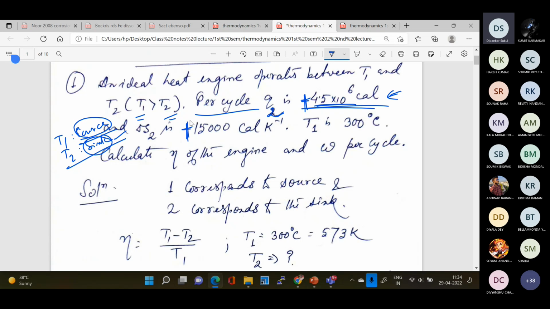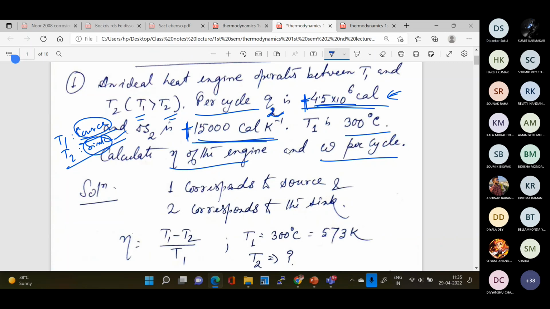Anyway, so per cycle, that means ultimately whatever you have to consider, that the sink is absorbing this amount of heat, and the entropy change is this. The entropy change of the sink is this. These are given. Then T1, the temperature of the source, is 300 degrees centigrade. Calculate the efficiency of the engine and the work done per cycle. So this is the problem you have to do.